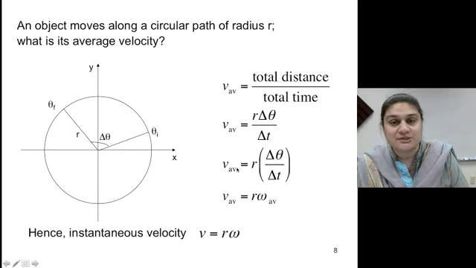So V average equals r delta theta over delta t, which gives V equals r omega, where omega is the angular velocity. So hence the relationship between the linear average velocity and the angular average velocity is given by this relationship here. This is a very, very important relationship. You have to remember this. Instantaneous velocity also is given by V equals r omega, where V is the linear velocity and omega is the angular velocity.